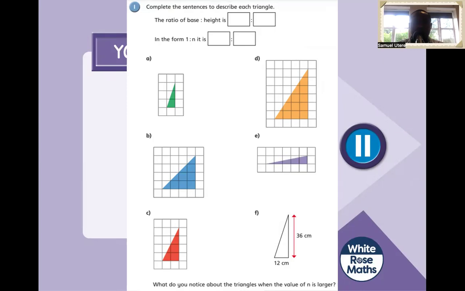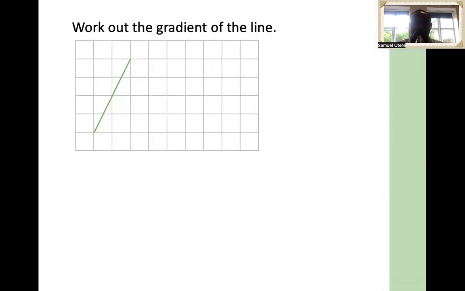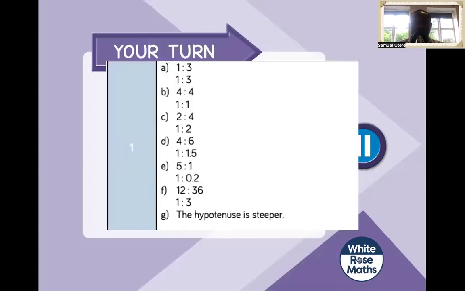For A, you can see the answer there. And for B, you can see the answer, for C, D, E, and F. Now, for G, you were asked which is steeper. The hypotenuse is steeper. Steeper means which one leans a bit further, almost vertical. So you should know what a steep hill is.